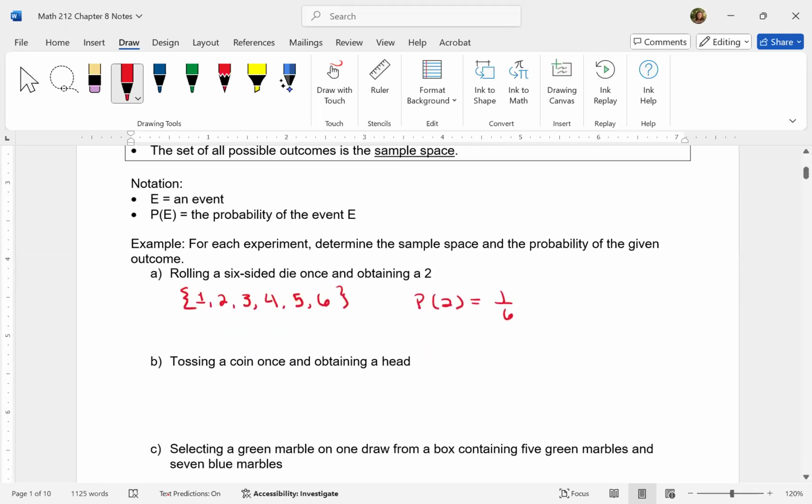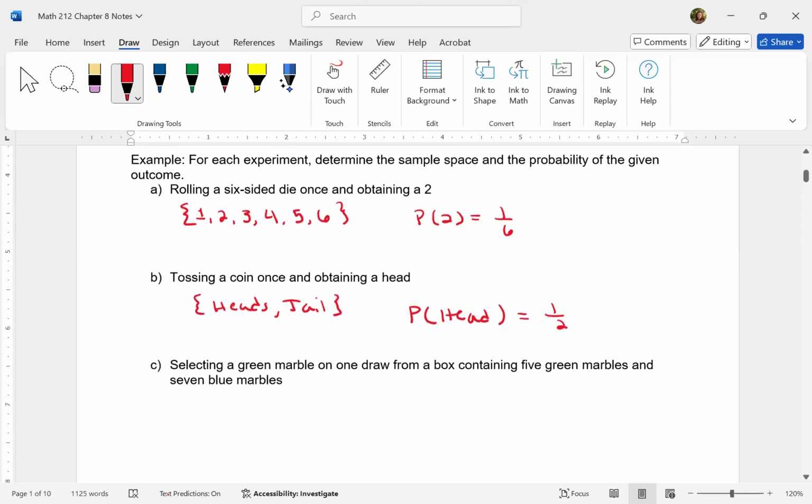Tossing a coin once and obtaining a head. For this one, the sample space is only 2 possible outcomes, heads or tails. So the probability of getting heads would be 1 out of 2.